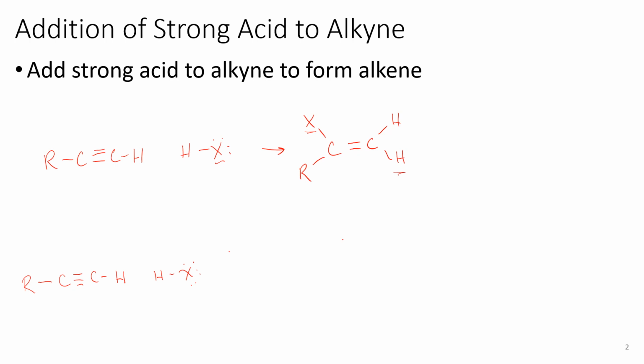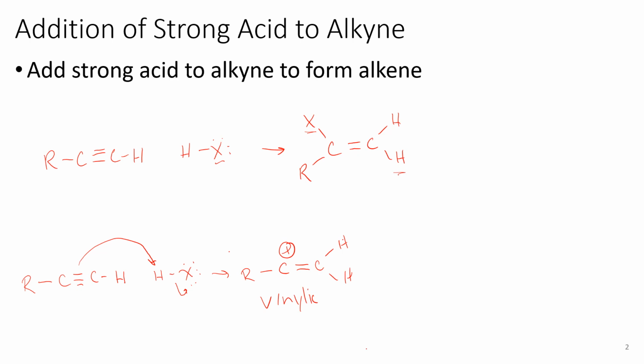So we have the alkyne. The alkyne is our nucleophile. It is going to attack our electrophile, which is the hydrogen of that strong acid. So initially when we generate this, we are going to generate the vinylic carbocation. And if you remember from some of our previous discussions, this vinylic carbocation is not very stable. It's basically as stable as a primary carbocation. So this intermediate truly doesn't exist for us.